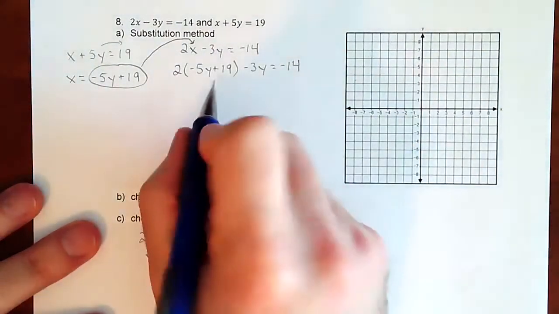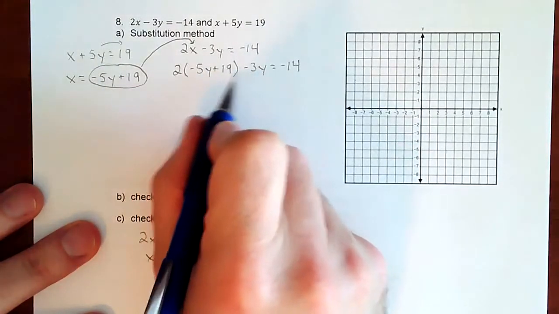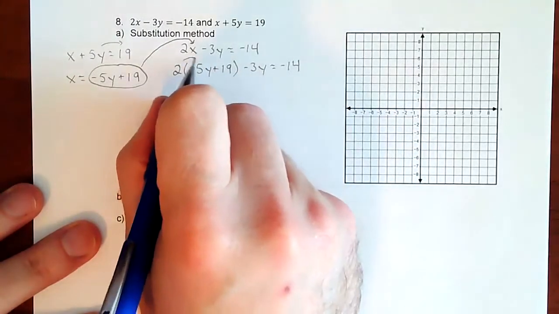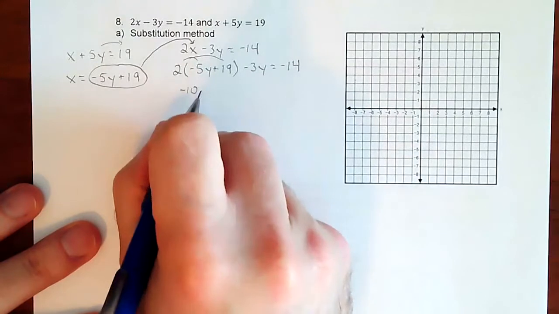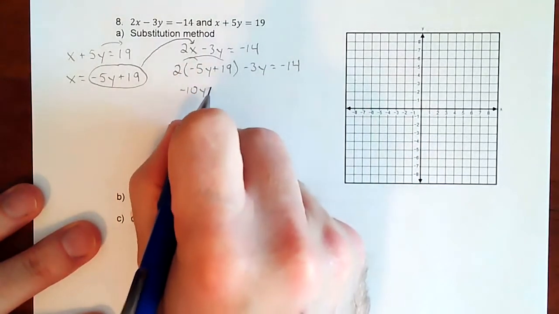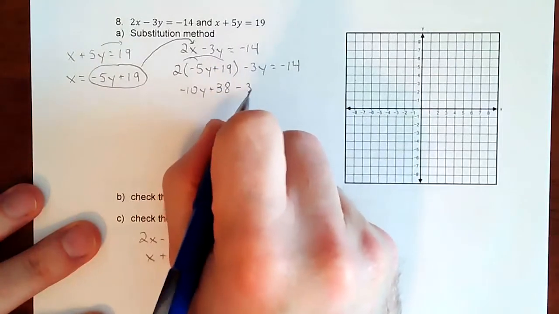All right, so we've subbed it out. We're not going to have anything but y's left in this equation, so we can figure out what y equals. We'll do distribution: 2 times negative 5y is negative 10y, 2 times 19 is 38, and then we'll drop down the rest.